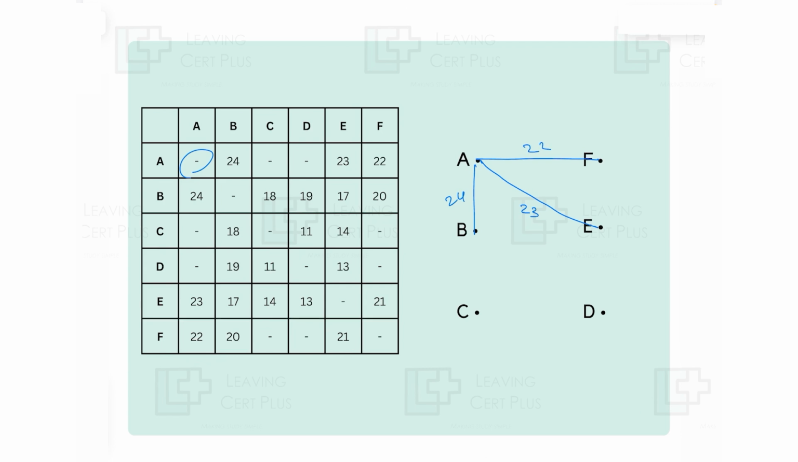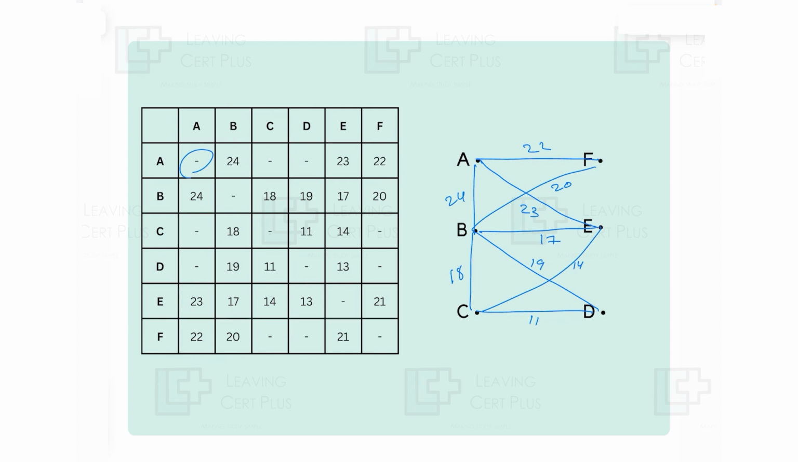B is connected to A, we've already got that in. It's not connected to itself. We've got it connected to C for 18. We've got it connected to D with a weight of 19. And we've got it connected to E with a weight of 17. And finally, F with a weight of 20. C is not connected to A. We've already got a connection with B. Our connection with D has a weight of 11. And our connection with E has a weight of 14. There's no connection with F.